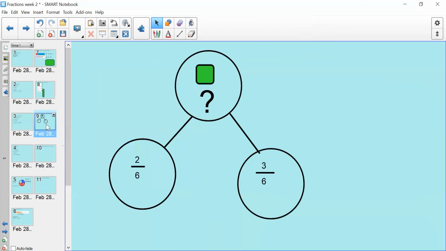Okay, another way that you might see adding fractions is through a part whole model. So we know that these two circles are the parts. So we've got 2/6 and 3/6. And if we had to add those together, we would get the answer. So have a think about what would go in the whole circle. Pause the video and draw the model and fill in your answer. Okay, excellent. And our answer was 5/6.